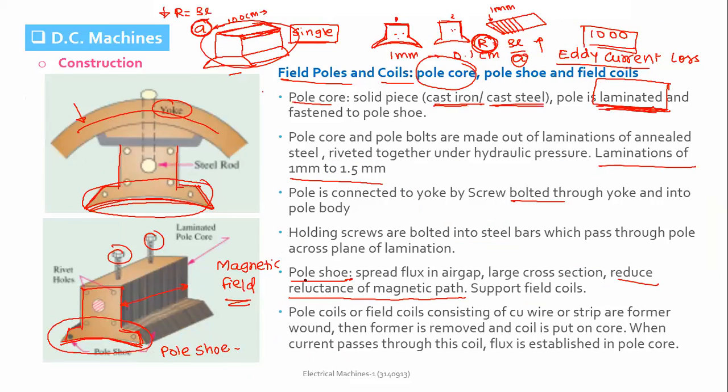Is it fine why the pole shoe has this shape? It will spread the flux in the air gap. Generally, we keep the shape of the pole shoe with a large cross-sectional area. It will reduce the reluctance of the magnetic path. And one more important point, it supports field coils. So it will spread uniform flux in the air gap, and the third and last function is it supports field coils.